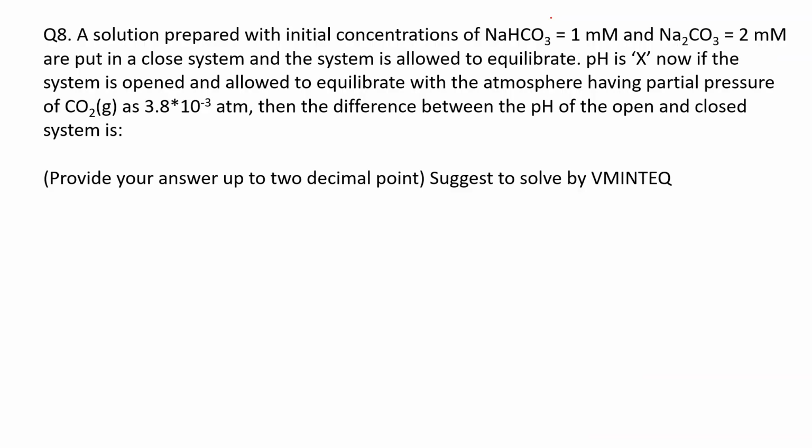We'll see the next question. A solution prepared with initial concentration of NaHCO3 1 millimolar, Na2CO3 2 millimolar is put in a closed system and the system is allowed to equilibrate. pH is X. Now, if the system is open and allowed to equilibrate with the atmosphere having partial pressure of CO2 3.8 into 10 raised to power minus 3 atm, then the difference between the pH will be. So here two parts are there. First, you need to solve it as a closed system, then as an open system. Visual MINTEQ can be used to solve the problem. There are no options. You can directly give the answer. Please try to solve this question. Take your time.